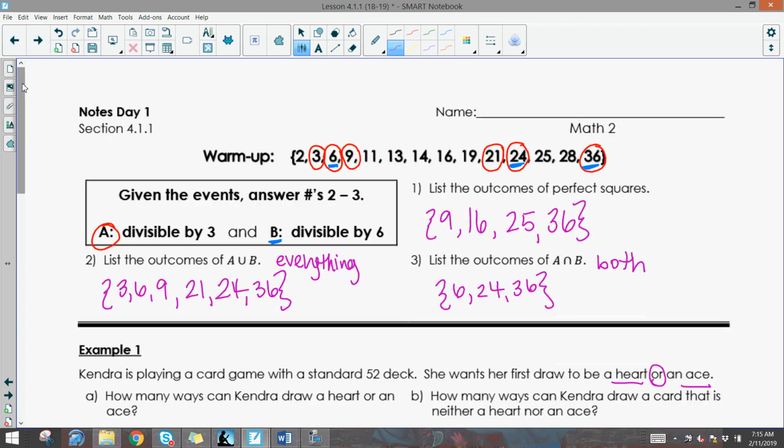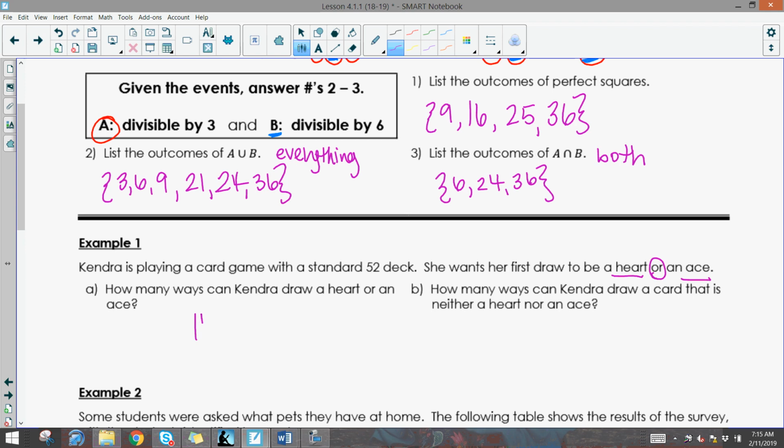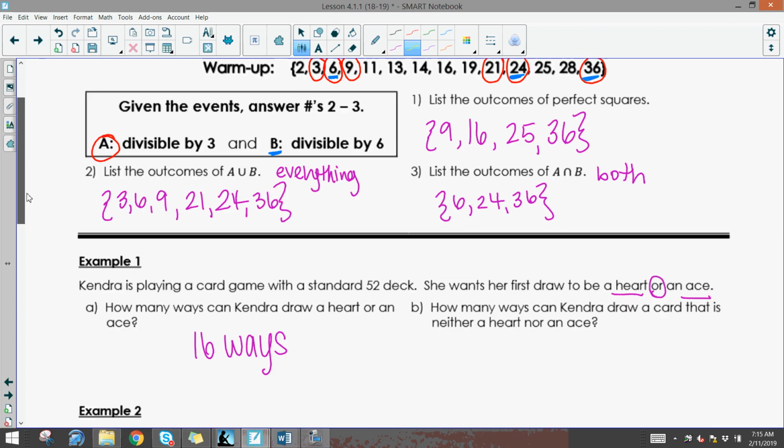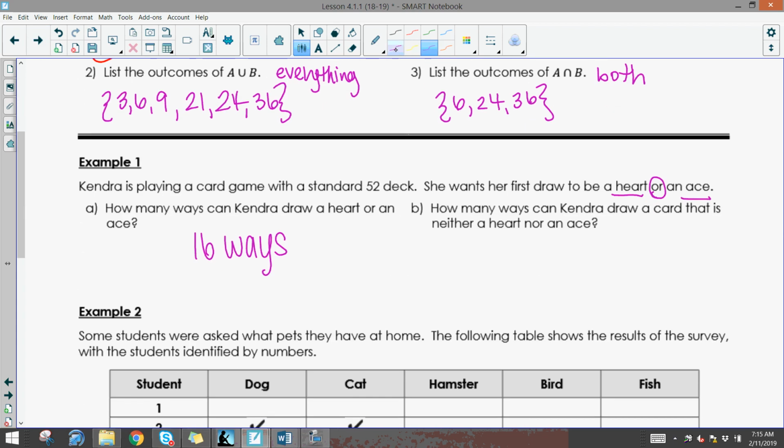So how many ways can she draw a heart or an ace? There's 16 ways. Notice, you guys, there was one card that's a heart and an ace, but we can't double count it because it's only one card. This says how many ways can Kendra draw a card that is neither a heart nor an ace. So that means she now wants anything in this realm because she wants that not to happen. We call that the complement. So if there are 52 cards in a deck and 16 ways that it can happen, then that means there are 36 ways that it can't happen.